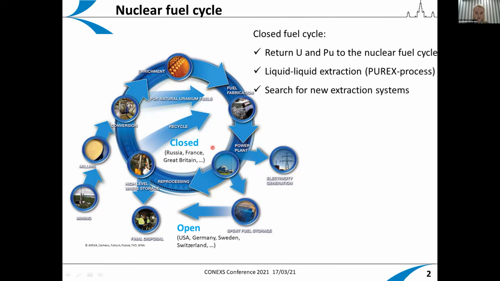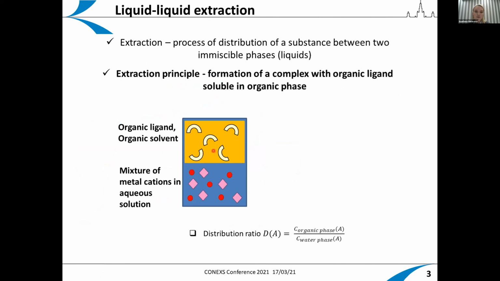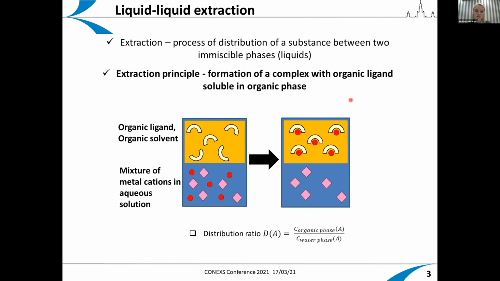In some countries like Russia and France, spent nuclear fuel is reprocessed to return uranium and plutonium to the nuclear fuel cycle. Liquid-liquid extraction methods are widely used for this purpose, and the search for new extraction systems for effective binding of uranium still continues. Liquid-liquid extraction is a process in which a substance is distributed between two phases. In the case of f elements, the metal cation moves to the organic phase if a complex with an organic ligand is formed, and this complex is more soluble in the organic phase than in the aqueous phase. One of the parameters that characterizes an organic ligand's extraction ability is the distribution ratio, which shows in which phase our substance is mostly distributed after extraction.